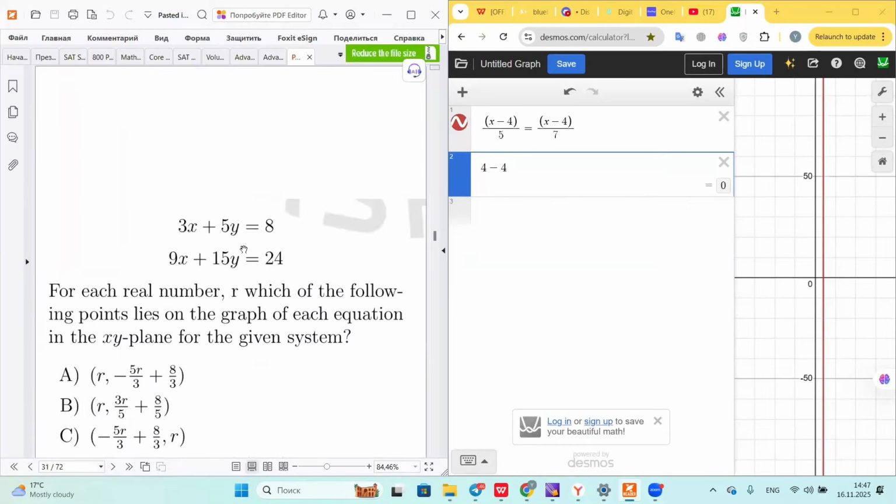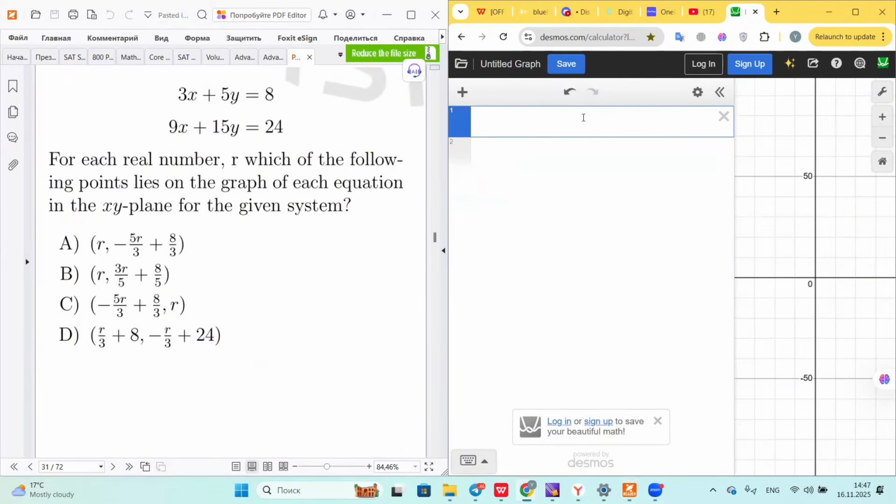Another interesting question is this kind of question. You are given two lines. You can enter those two lines into Desmos. So it's equal to just 8. Another one is 9x plus 15y equals 24. You can see those two lines are the same, meaning infinitely many solutions.